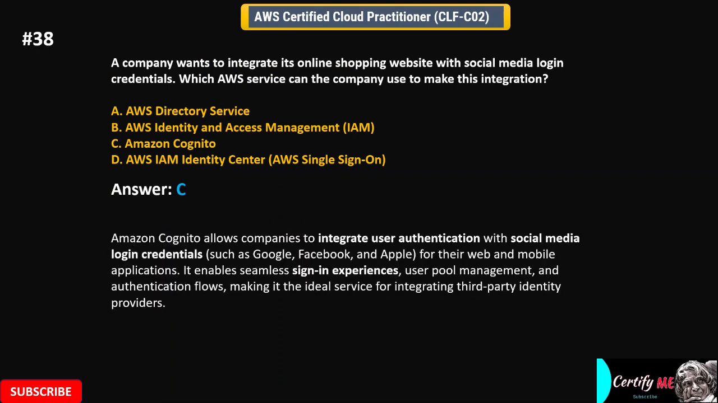Amazon Cognito allows companies to integrate user authentication with social media login credentials such as Google, Facebook, and Apple for their web and mobile applications. It enables seamless sign-in experiences, user pool management, and authentication flows, making it the ideal service for integrating third-party identity providers.